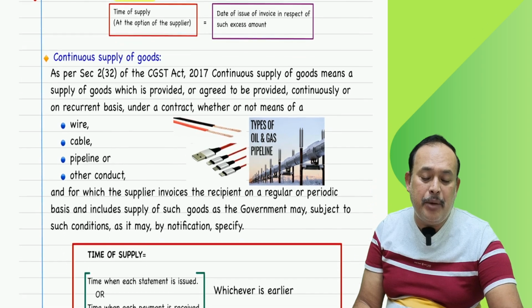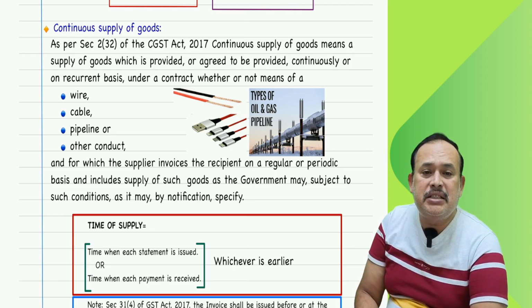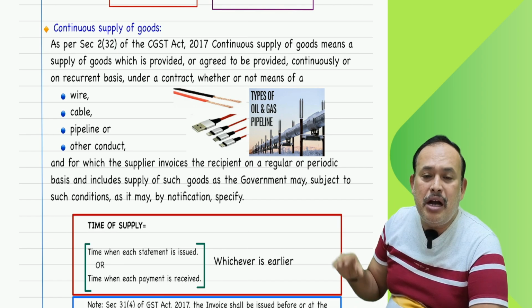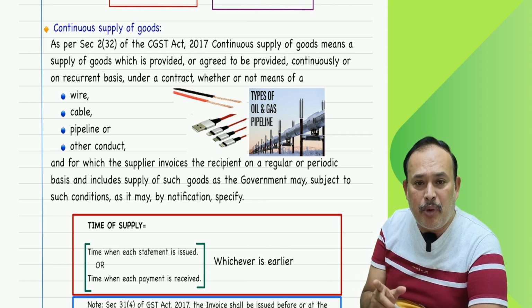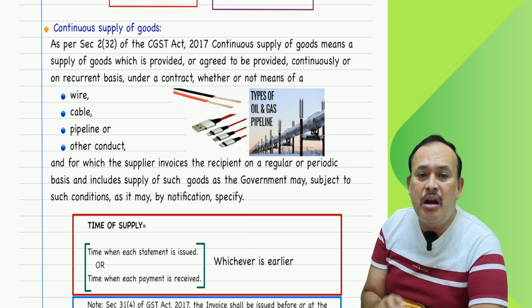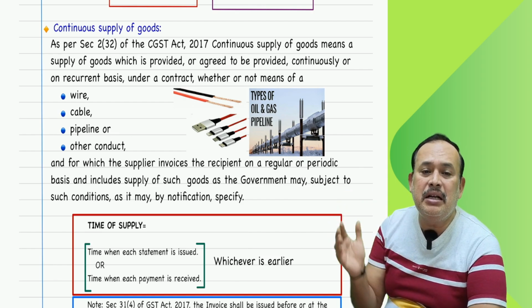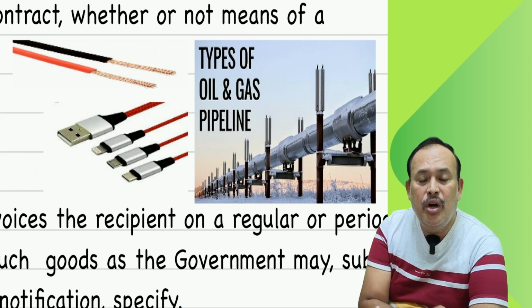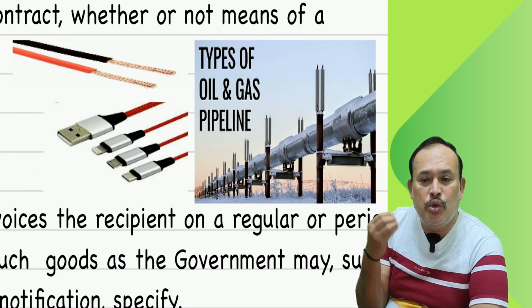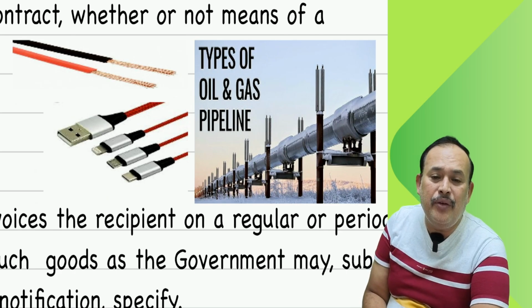Coming to the continuous supply of goods. What do you mean by continuous supply of goods? We have the definition in section 2, subsection 32. Continuous supply of goods means supply of goods which is provided or agreed to be provided continuously or on a recurrent basis under a contract, whether or not by means of a wire, cable, pipeline or other conduit, any mode of transportation of goods, namely supply of goods through wire, through cable, through pipeline, like a gas supply through pipeline, is called continuous supply of goods.